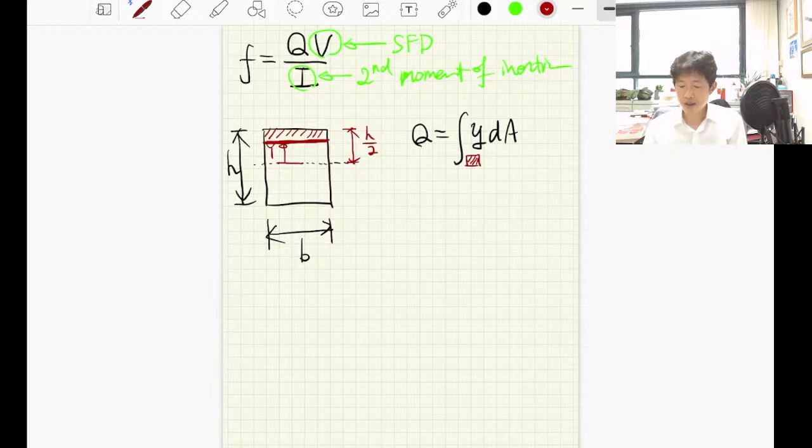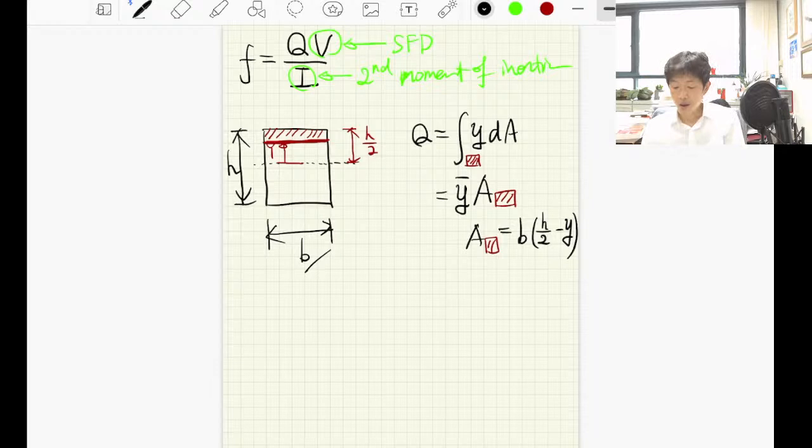Again, we can use the mean value theorem. We take out the geometrical centroid and then consider just the cross-section area of this hatched area. First, let's calculate the hatched area. This is equal to, first we need to consider the width, B, and what is the height? Height is what? H over 2 minus y value, isn't it?